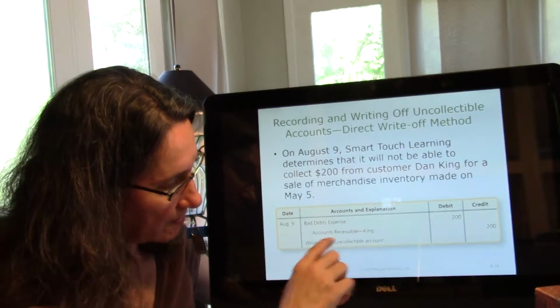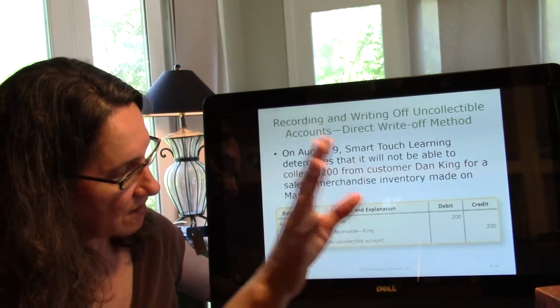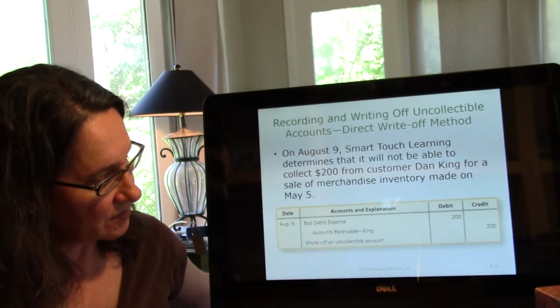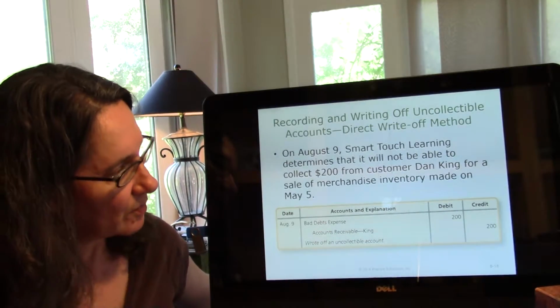That has gone away, right? We've written it off the books. It's off. That's what that means. Direct write-off. We've directly written it off. And you're done. That's not bad at all. Very doable.